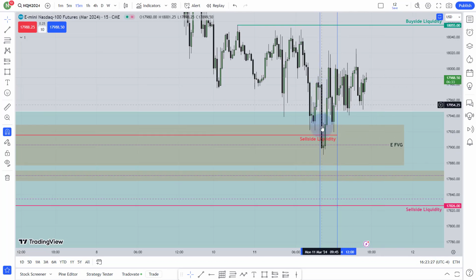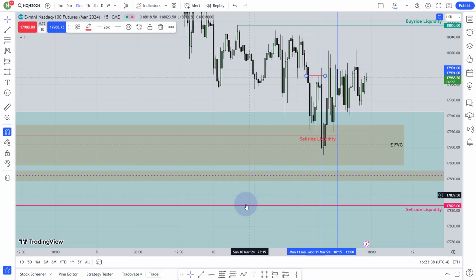Now if it would love to go lower first, to take that sell side liquidity, then you will look for a fair value gap over here. So I can say here is a fair value gap from the 15-minute chart, just here. So this is a 50-minute fair value gap.